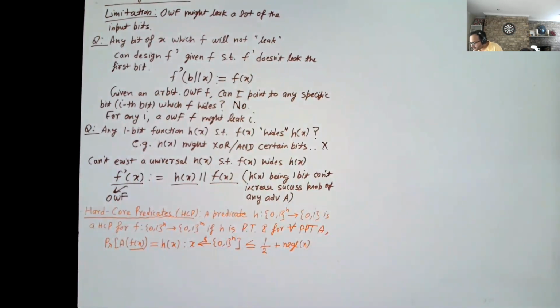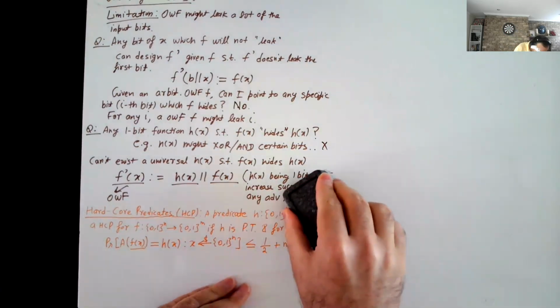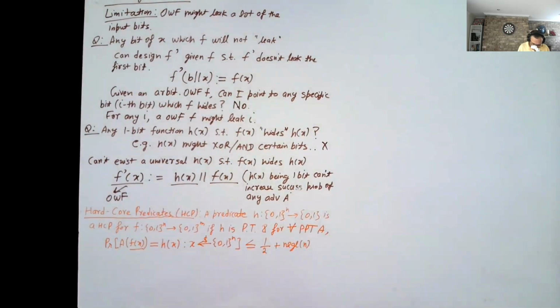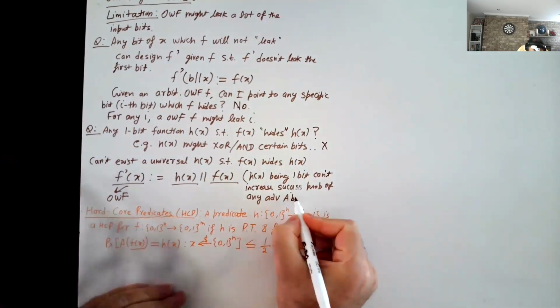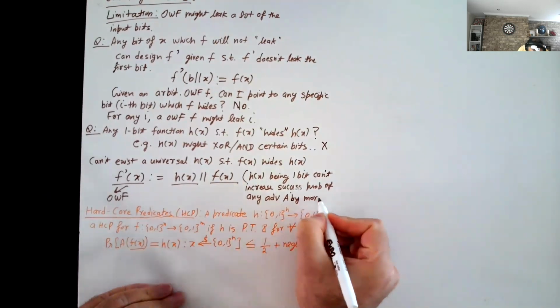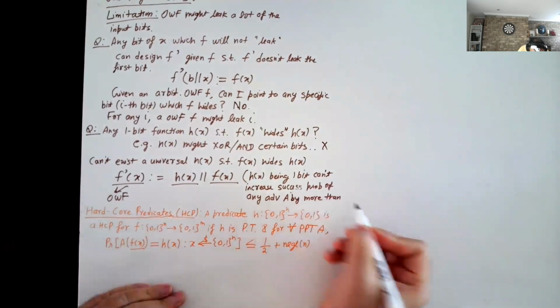There's a question: is this because it increases the probability of guessing by only a factor of 2? Yeah, that's exactly correct. It can't increase the success probability of any adversary A by more than a factor of 2.